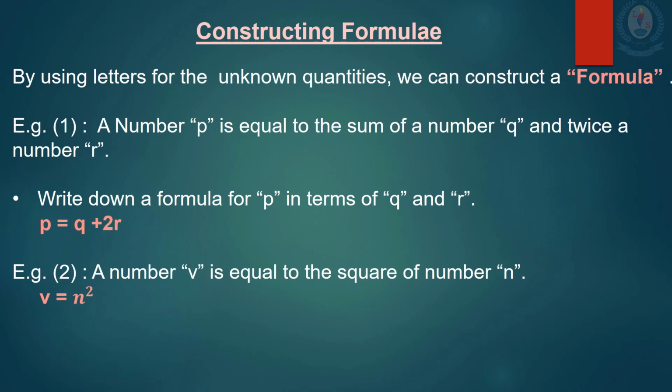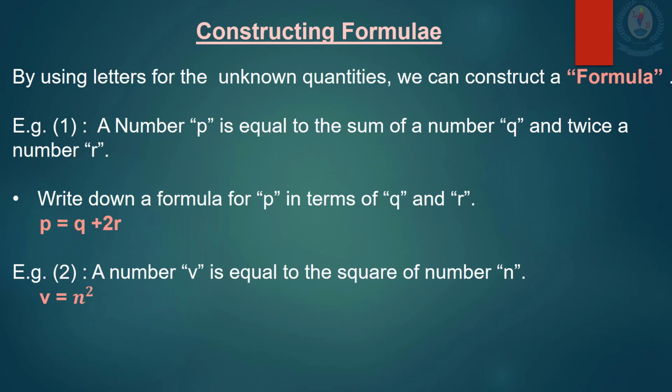Constructing formulae. By using letters for the unknown quantities, we can construct a formula. You can see one example. A number p is equal to the sum of a number q and twice a number r. When we write the formula, p is equal to the sum of q and twice r; twice means we multiply r by 2. So p is equal to q plus 2r.